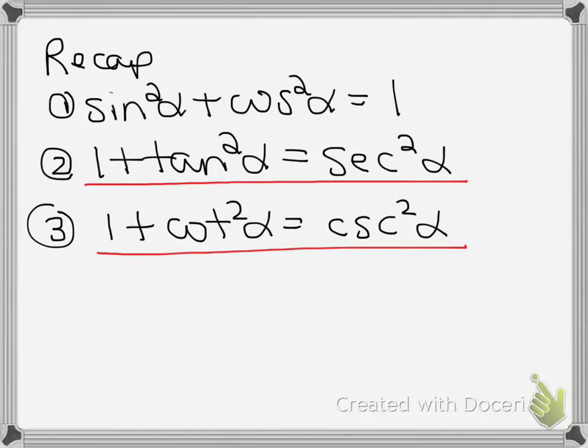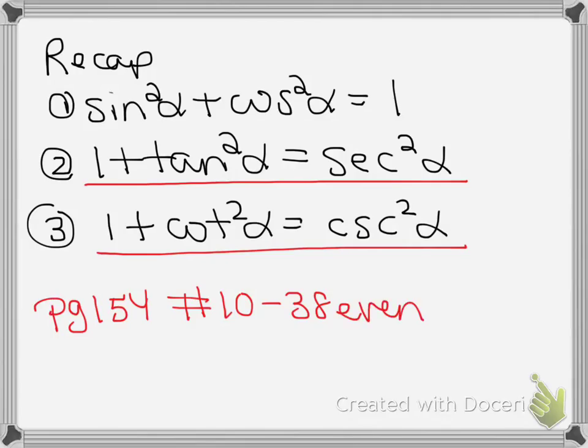What I want you to do now is to look in your textbook at page 154 and take a look at numbers 10 through 38 even. In there, you're going to rewrite everything in terms of sine and cosine, and you're going to simplify. In class, we'll do more practice dealing with the left and the right and making them equal. And then you'll be having your quiz in approximately 2 classes. But we'll talk more about that when I see you.